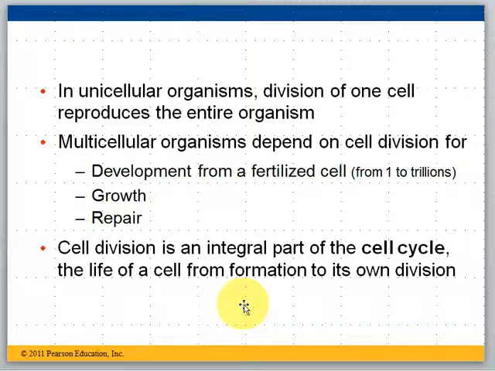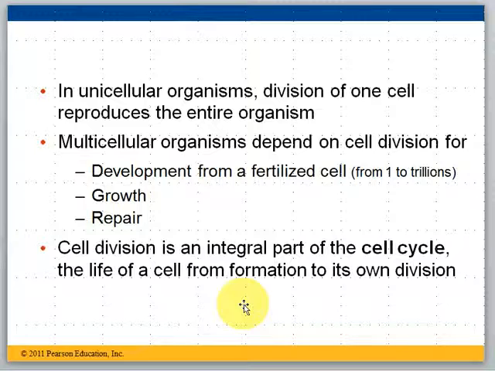Growth, obviously, we just talked about how you have many, many more cells than the day you were born. And repair: if you get a cut or a scrape or you injure yourself, for that to be repaired, cells have to divide and make more of themselves. Cell division is an integral part of something called the cell cycle, which is basically the life of a cell from its division, creation, throughout its entire life until it ultimately dies of old age.